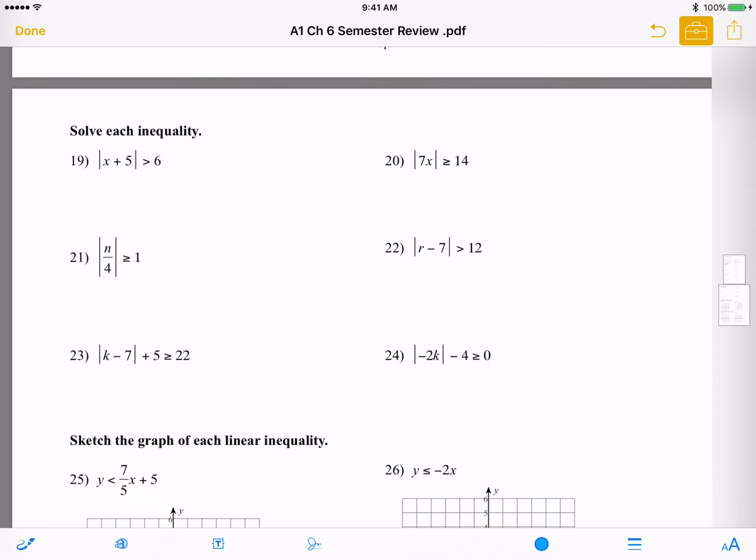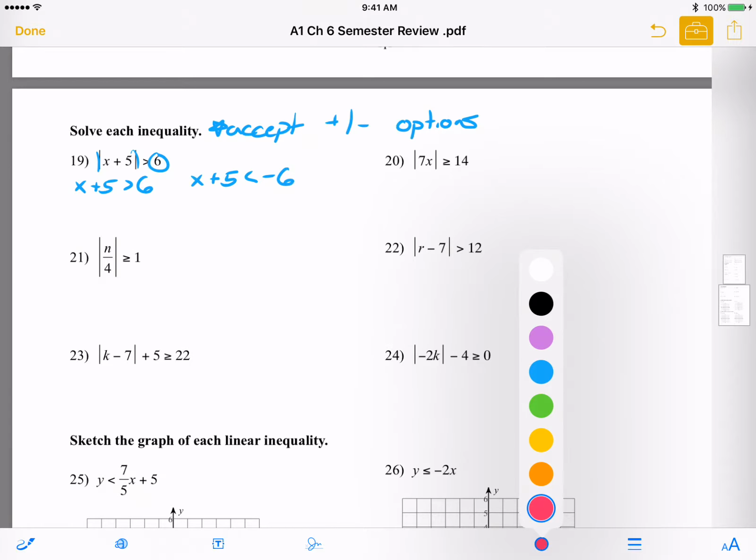All right. Number 19 here, quick talk. Absolute values, okay? If you remember absolute value equations, we have to accept the positive and negative options. All right? So if I look here, I have to accept the +6 and the -6. So I drop the absolute value bars. I got x plus 5 is greater than 6. And don't forget here, now I have x plus 5 is less than -6. Don't forget to switch the sign.